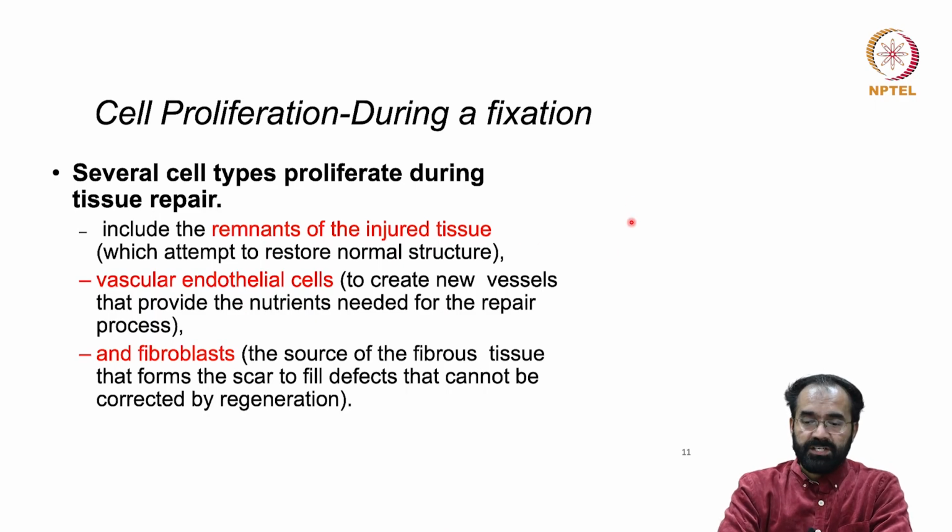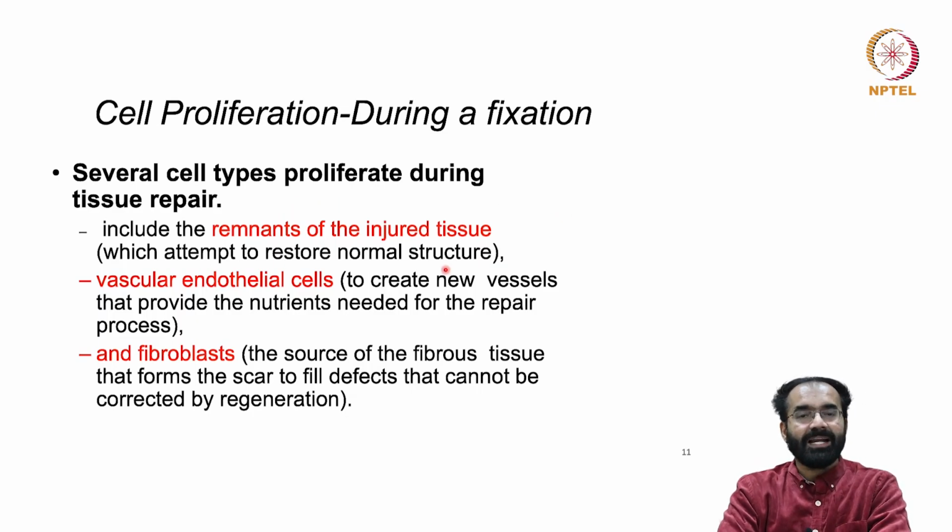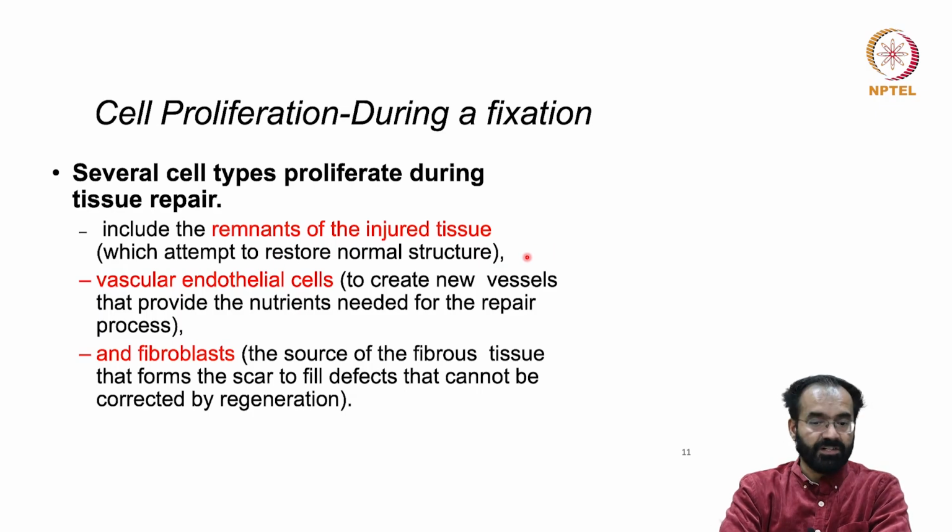Cell proliferation during repair: several cell types proliferate during tissue repair. This includes the remnants of injured tissue which attempt to restore the normal structure, and a good example includes vascular endothelial cells. Endothelium means the lining of your blood vessels. Blood capillaries, arteries, veins, etc. are there. The lining of those vascular tissues we often refer to as endothelial cells.